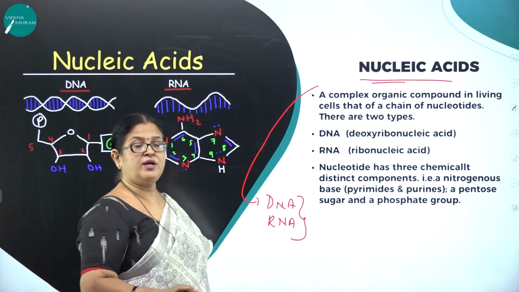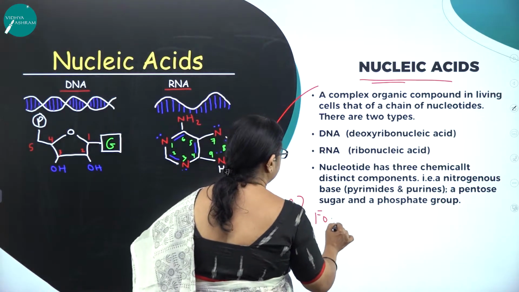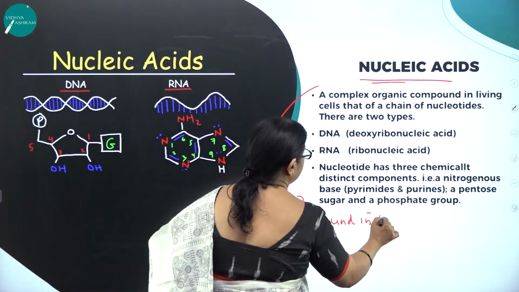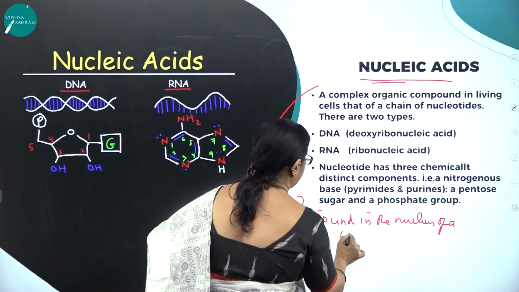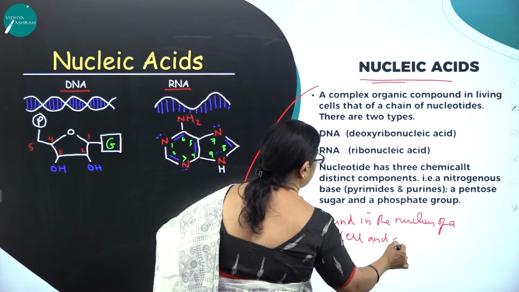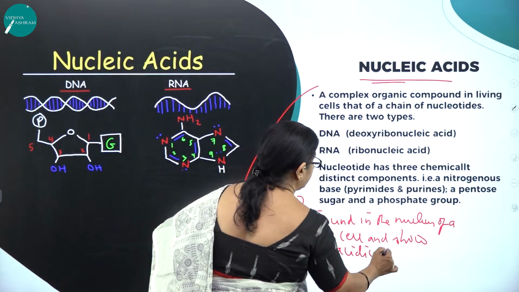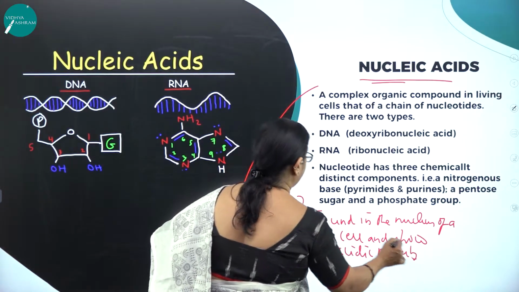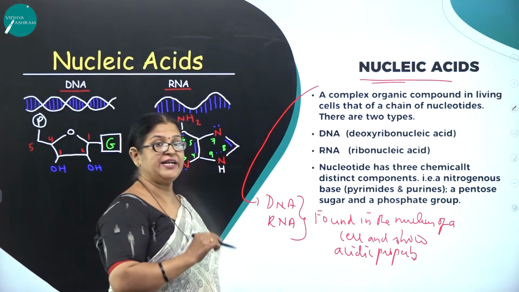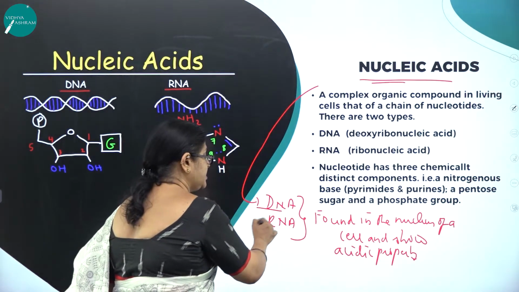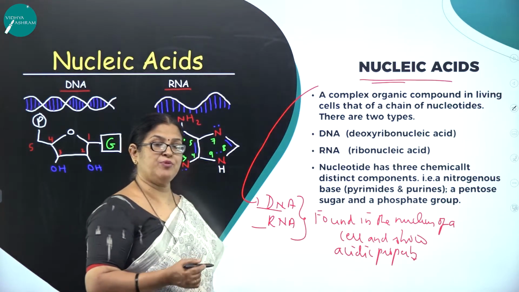Because these are found in the nucleus of a cell and show acidic property, hence the name nucleic acid. So why are DNA and RNA called nucleic acids? What is DNA? Deoxyribose nucleic acid. What is RNA? Ribose nucleic acid.